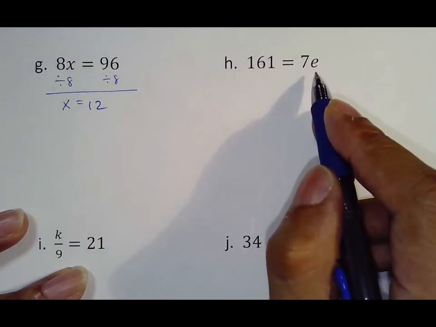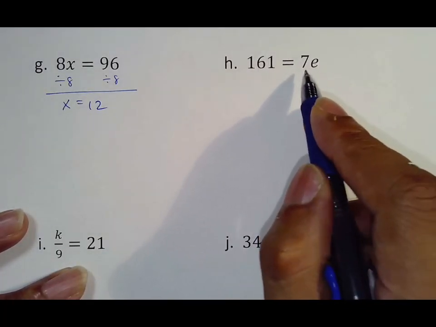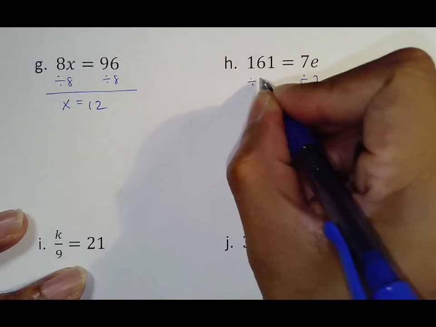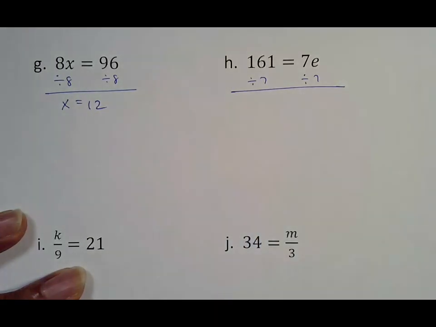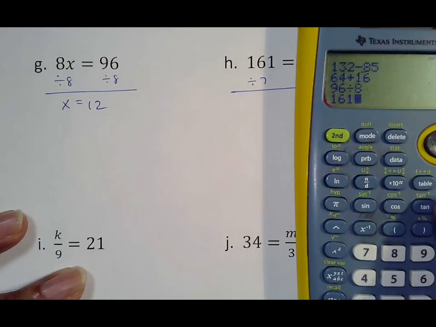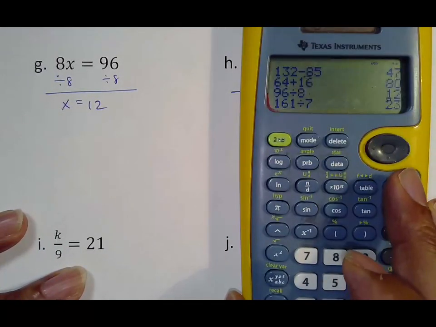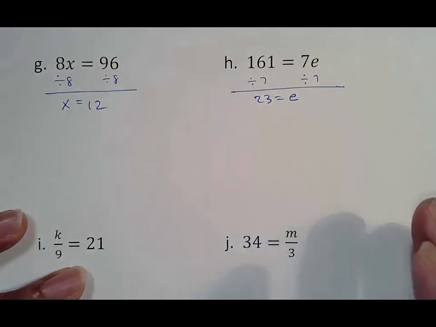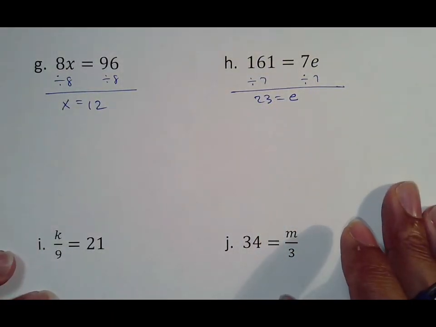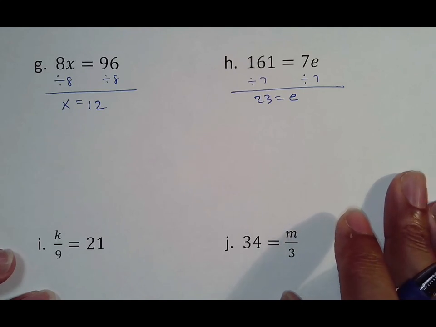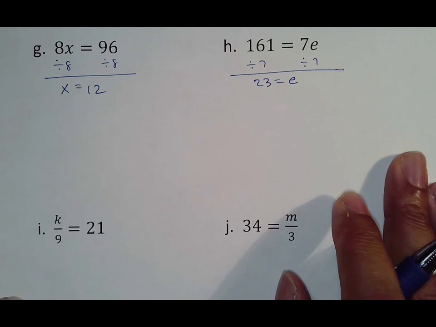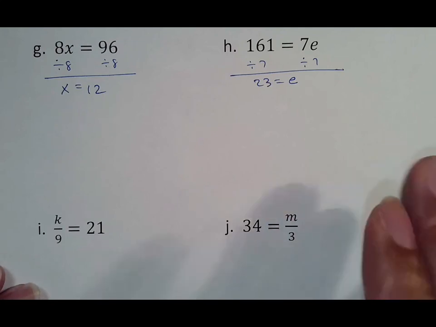161 equals 7e. Again, the number we're going to try to get rid of is the 7. This is 7 times e, so we're going to divide by 7. Again, take 161 divided by 7 to get your answer, which is 23. And there you go. Like I said, pause the video to copy if you need to. I'll try to leave those in there so you can see. Just make sure you're thinking and remembering how this stuff works.